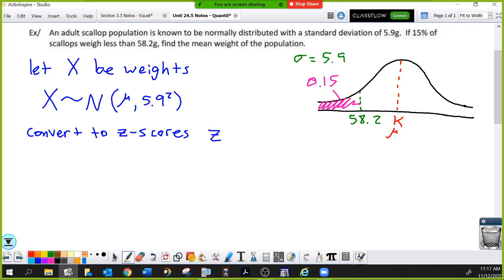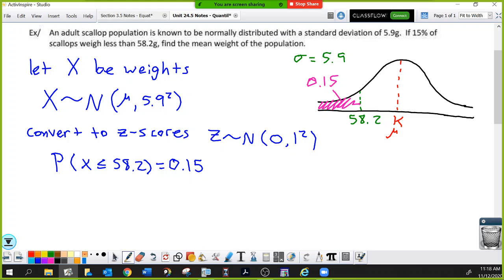Because z is distributed normally with mean 0, standard deviation of 1. What we know is that the probability that x is less than 58.2 is 0.15. It doesn't matter whether it's less than or equal to when you're talking normal. Cool, this is what we know so far.